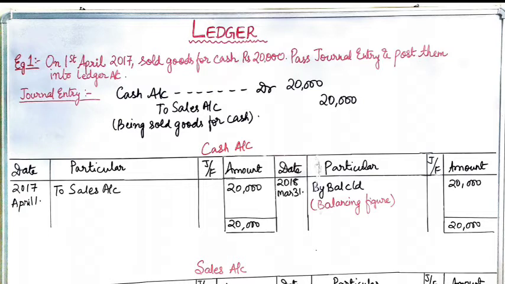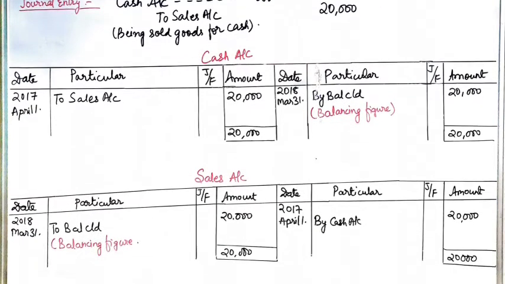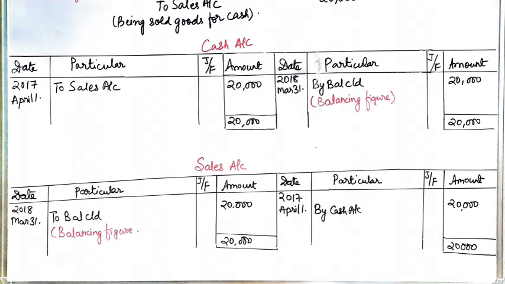Example: on 1st April 2017, sold goods for cash rupees 2 lakh. Pass journal entries and post them into the ledger account. So the normal transaction goes: cash account debit to sales account 20,000. We need to open two accounts here, that is cash as well as sales account.